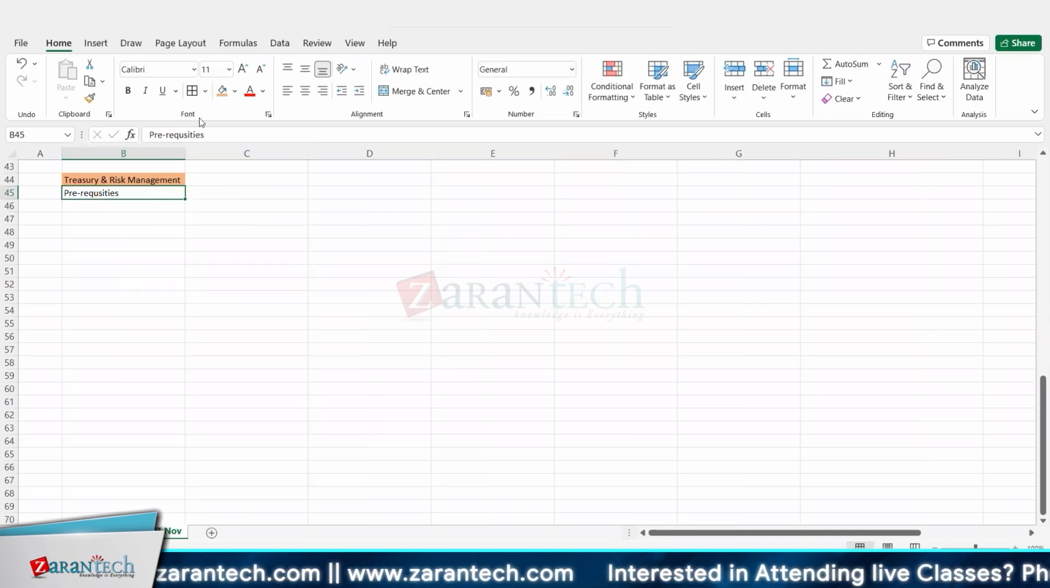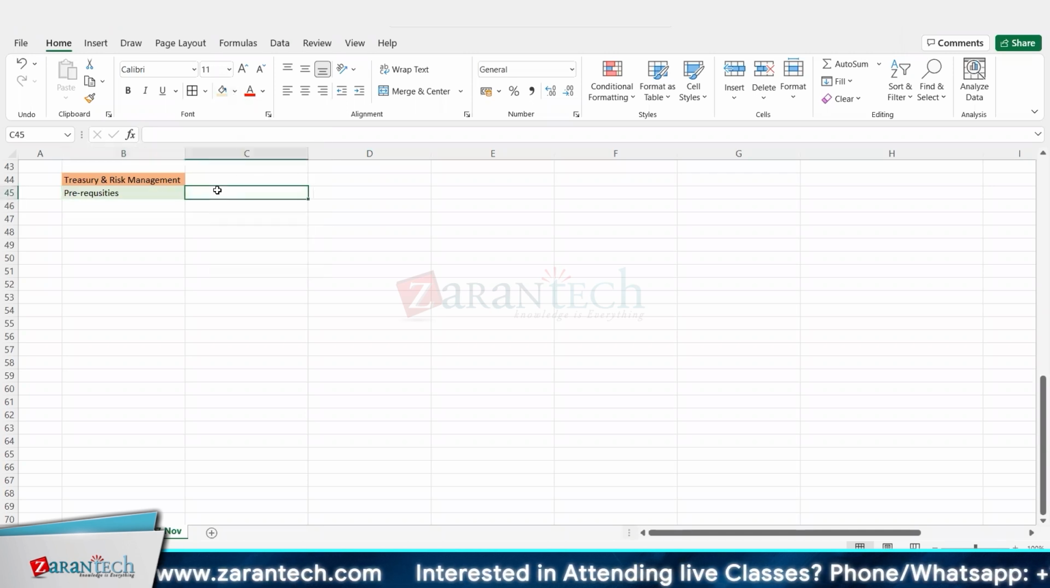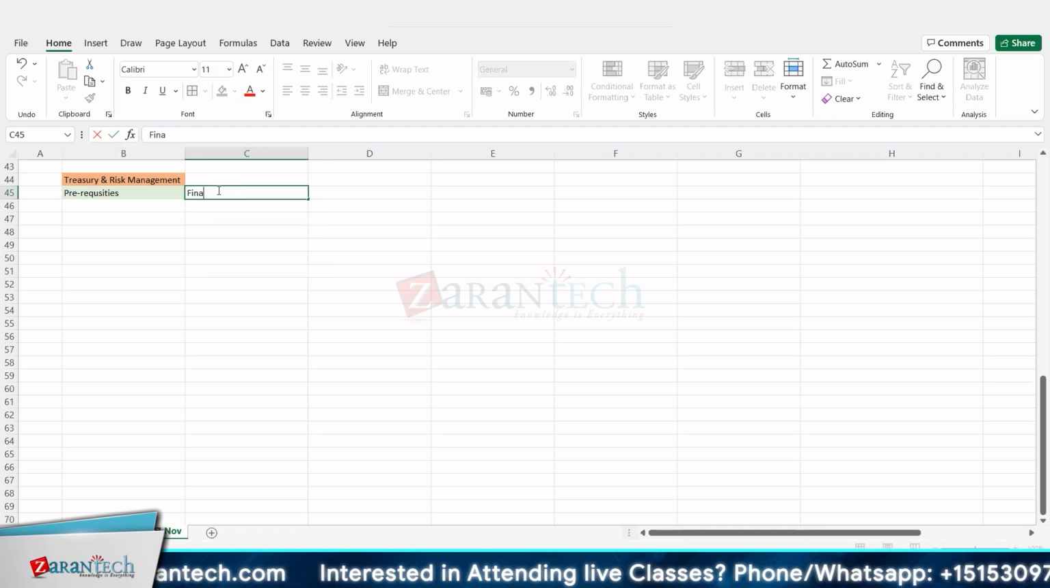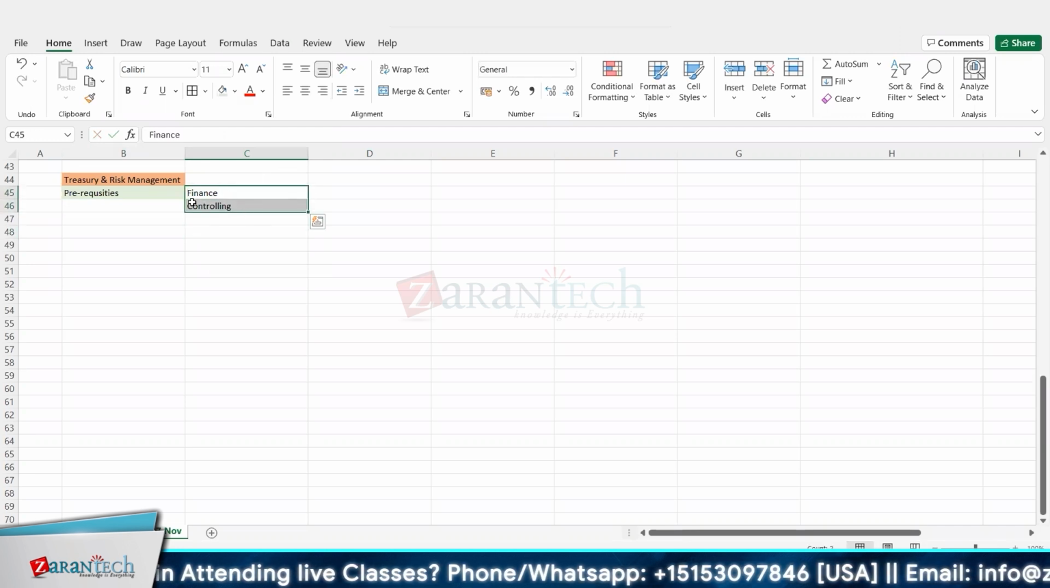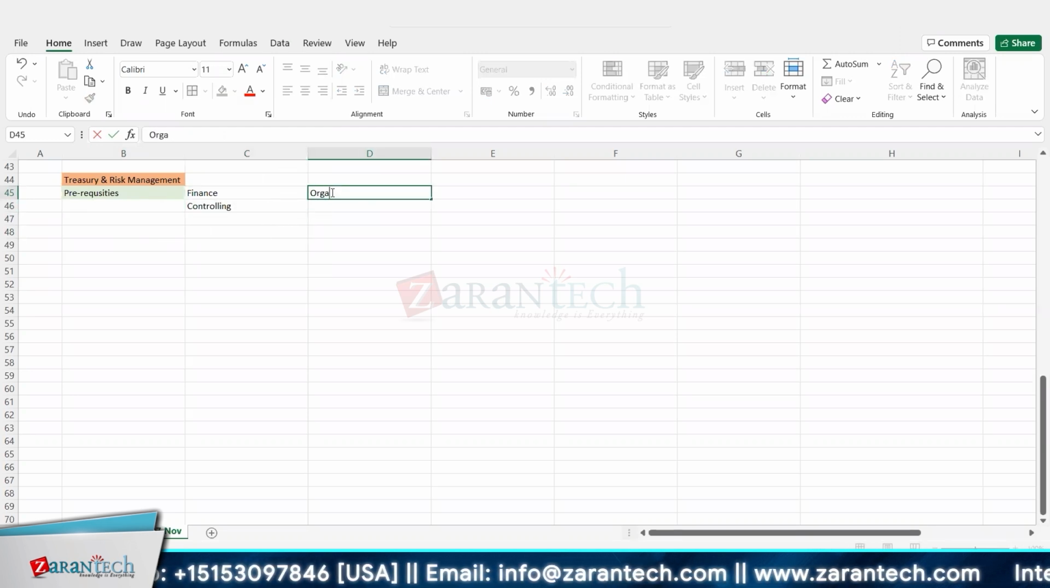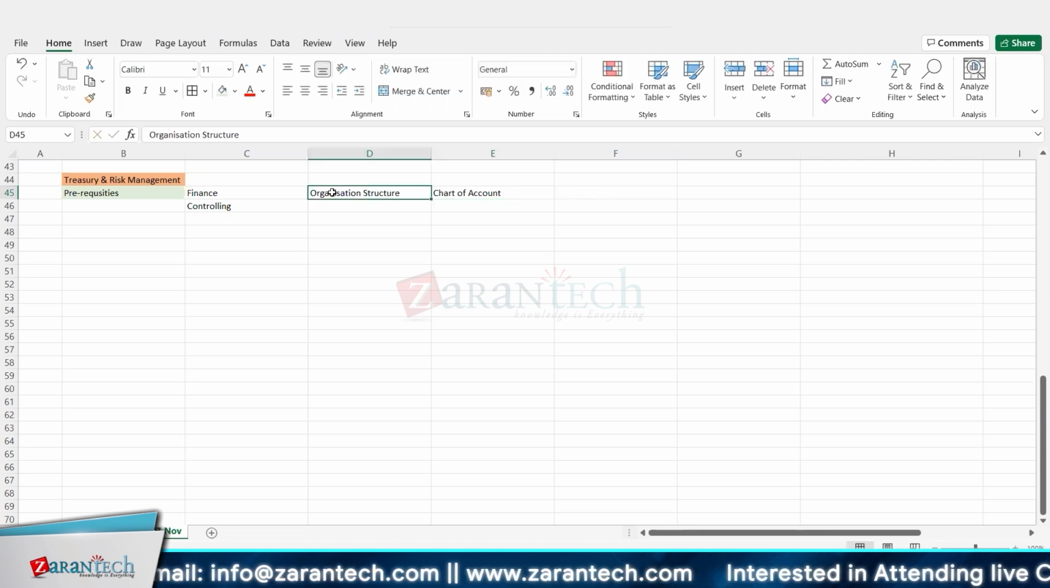So the first prerequisite is the basic finance module, meaning the finance and controlling module has to be activated. If the finance and controlling module is not activated, not properly implemented, you won't be able to implement the treasury and risk module. Okay, so in finance, the organization structure and chart of accounts are the prerequisite.